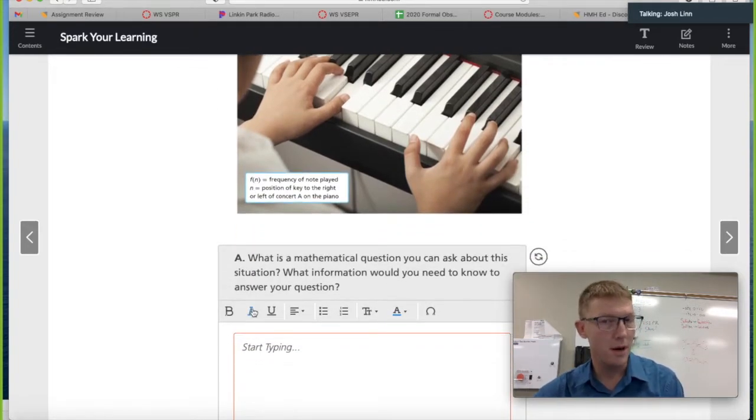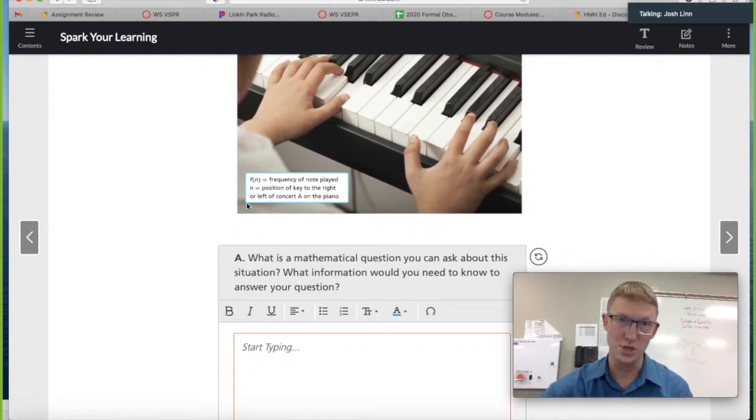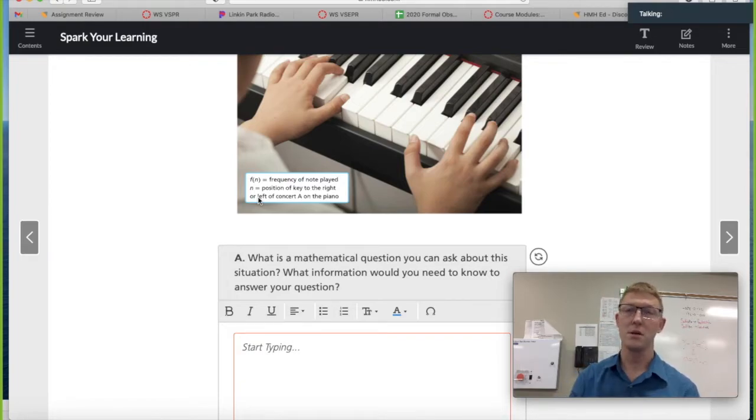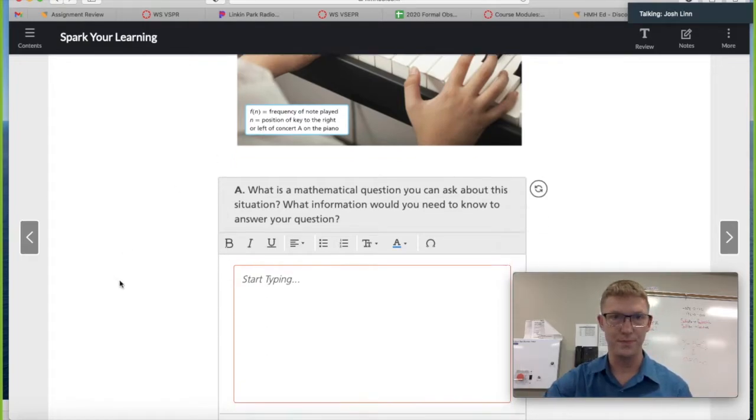So what mathematical question can you ask about this situation? So we've got frequency of note being played, position of the key, what is their relationship? I would personally like to know frequency versus tone and or note, but that might be outside of this specific problem. But I'm sure there's a relationship, right?